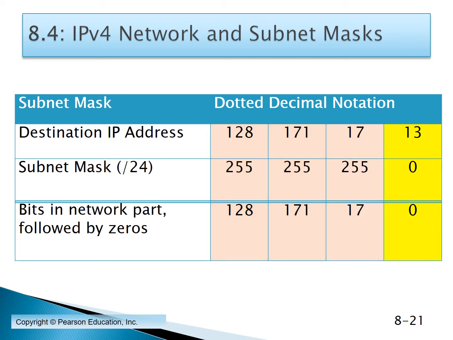Another example, the same IP address, but this time the subnet mask is /24. Then I have 255.255.255.0. The result of the mask applied to the IP address, which is basically the subnet part of this IP address, in this case is 128.171.17.0. So the last part here will become 0.